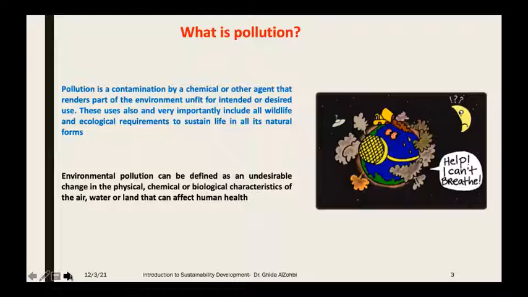What's pollution? Pollution is a contamination by chemical or other agents that renders part of the environment unfit for intended or desired use. These uses also, and very importantly, include all wildlife and ecological requirements to sustain life in all its natural forms. By definition, environmental pollution can be defined as an undesirable change in the physical, chemical, or biological characteristics of the air, water, or land that can affect human health.